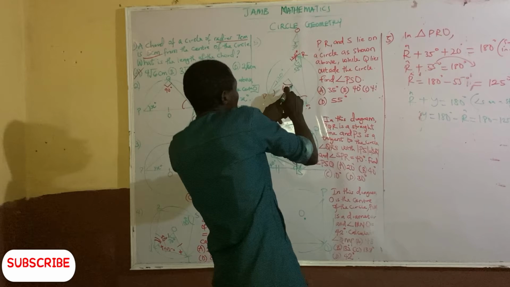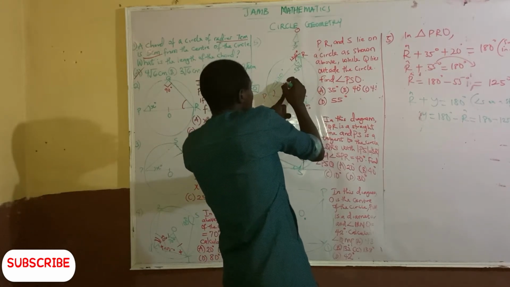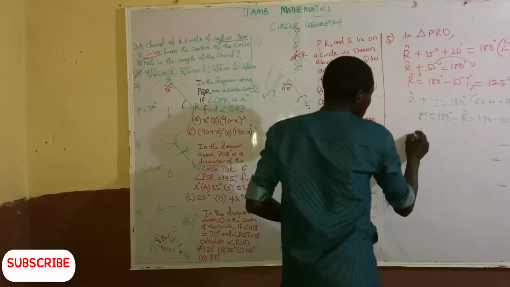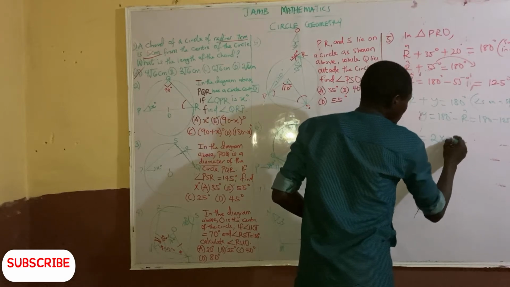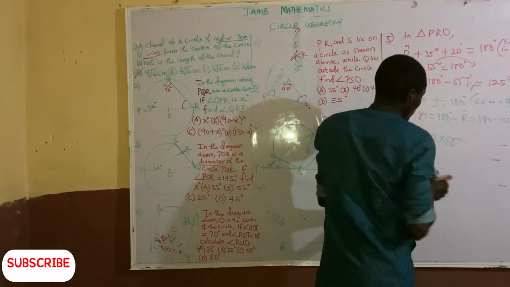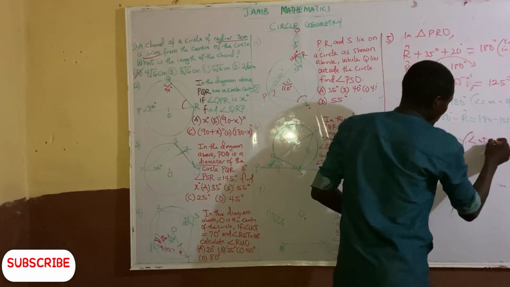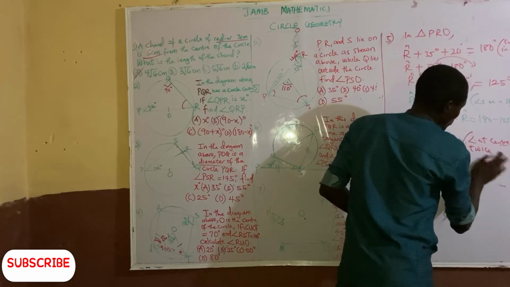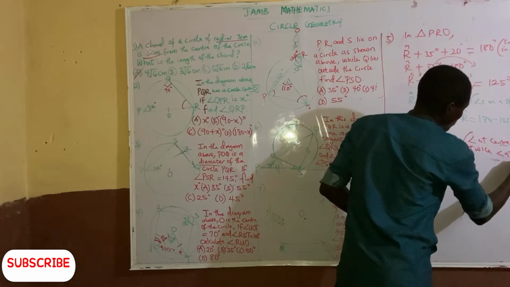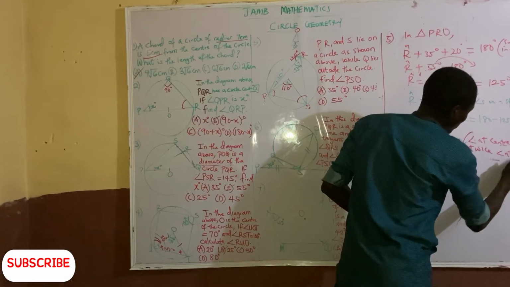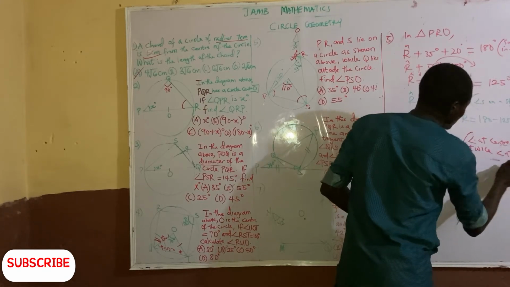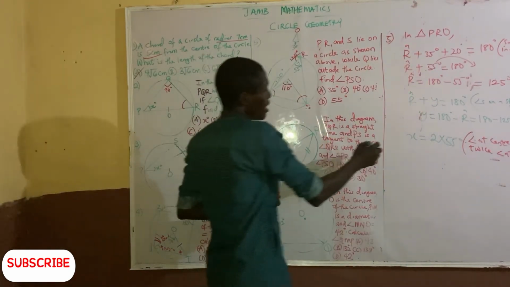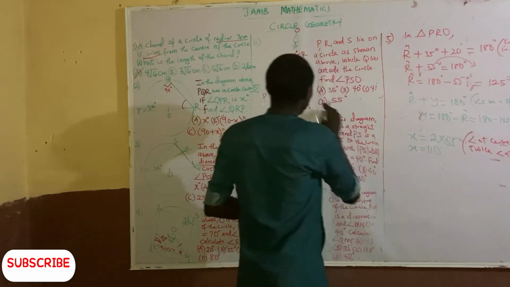Angle at the center is twice the angle at the circumference. If I represent this one with X, it means X will be 2 times 55 degrees. Angle at the center is twice the angle at the circumference. So that's why your X here is equal to 110.